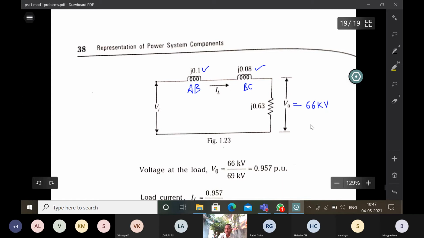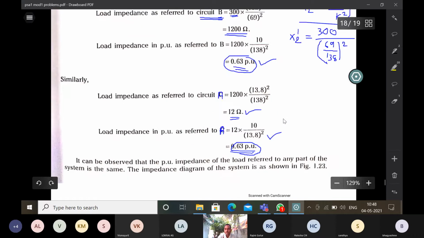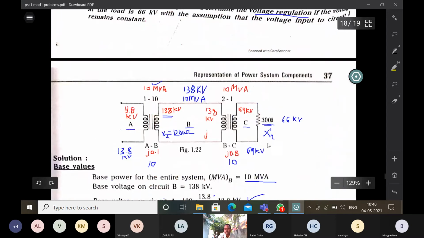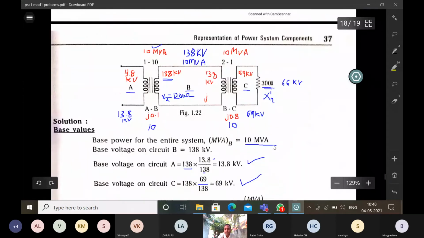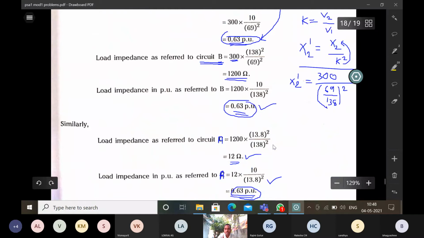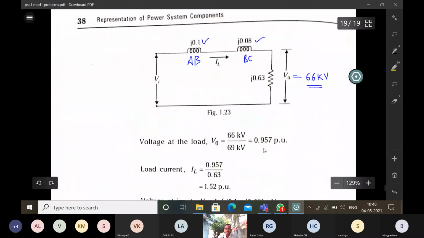Now convert this into per unit. 66 kV is the actual value. What is the base value on the load side? Base value is 69 kV. So convert this voltage value in terms of per unit: actual value by base value. 66 by 69 kV. This gives, in terms of per unit, 0.957 per unit. This is the V0.